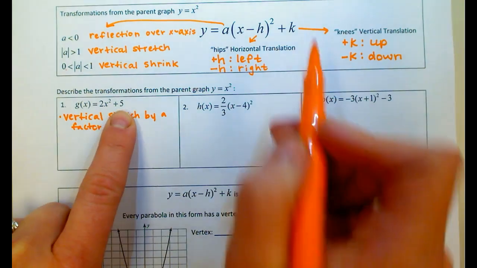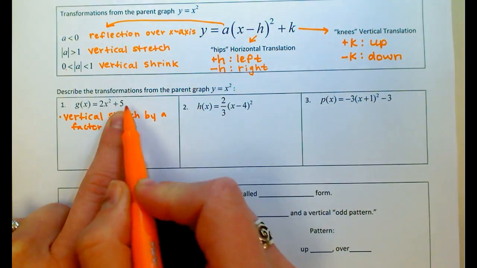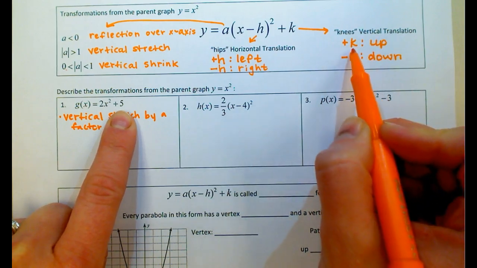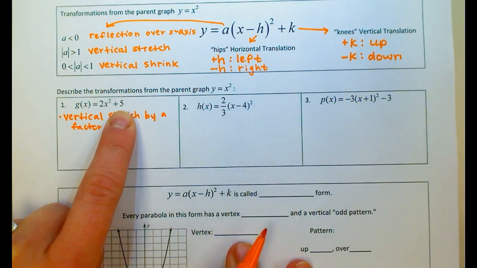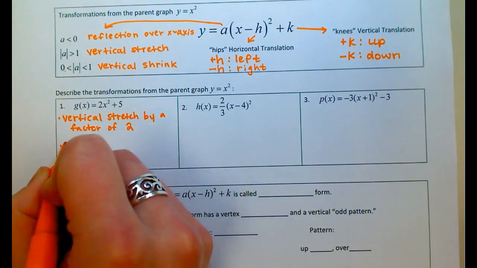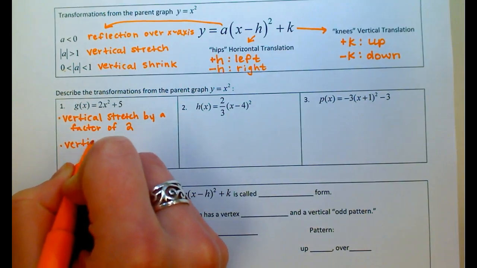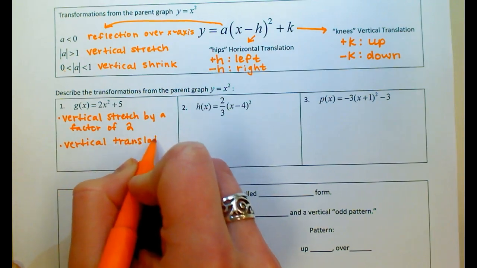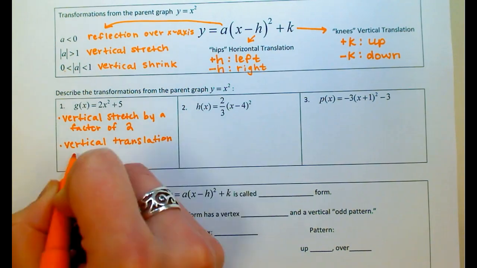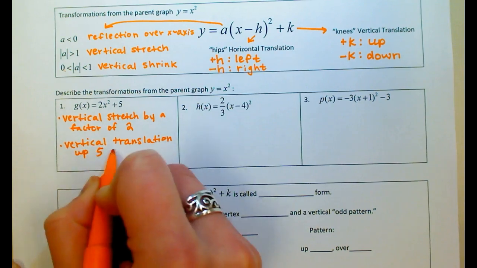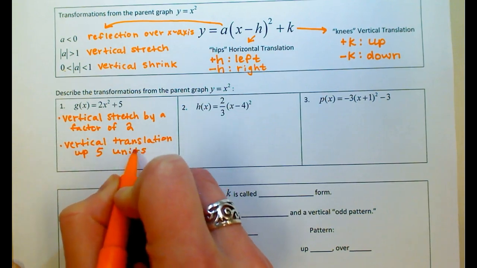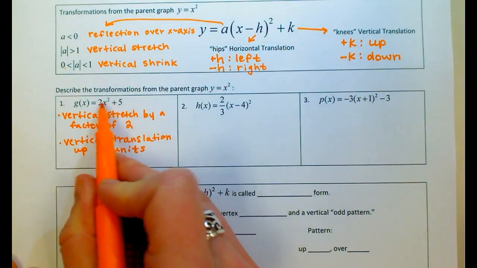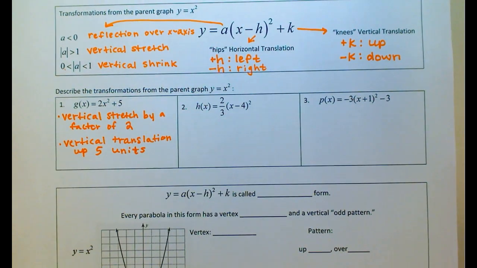But on the outside part, this is our k. The plus 5 on the outside is our vertical translation. So if it's a plus k, our graph is going to go up. So that plus 5 is a vertical translation up 5 units. Okay? And that's all of the transformations for this problem.